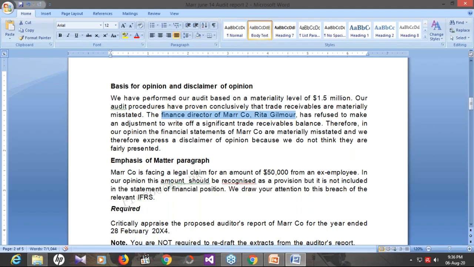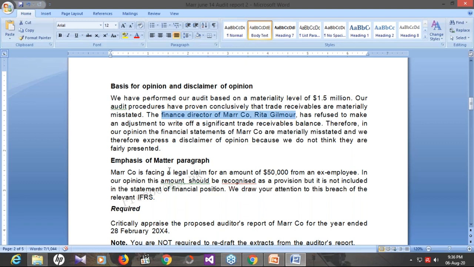If it aggregately becomes material, then we can discuss it in opinion paragraph. We don't need to discuss it in emphasis of matter paragraph. Although it is immaterial on its own, it is very important to understand that it may become material along with other uncorrected misstatements. So we need to see these things also. So this is how you are going to critically appraise the audit report.